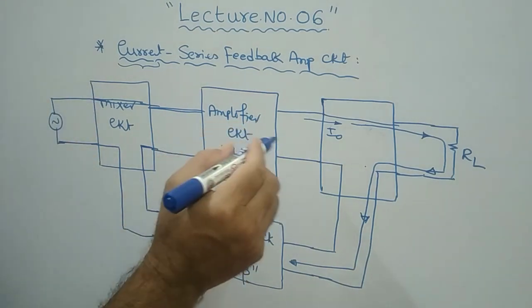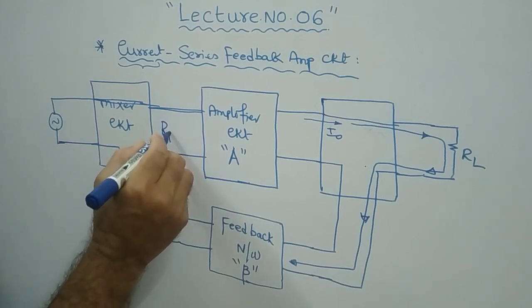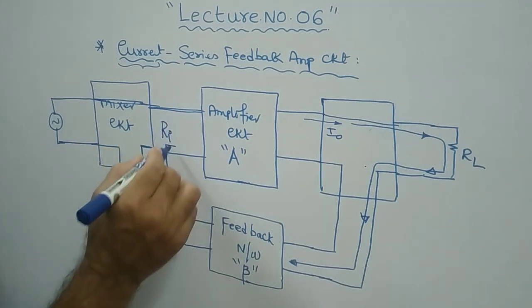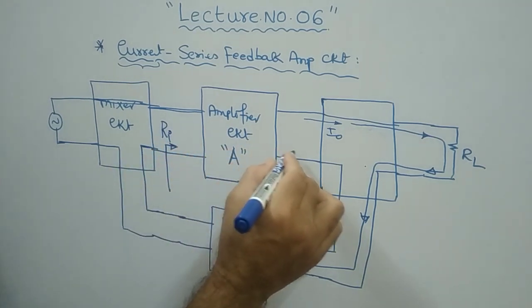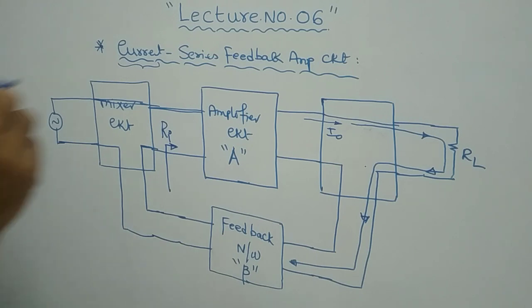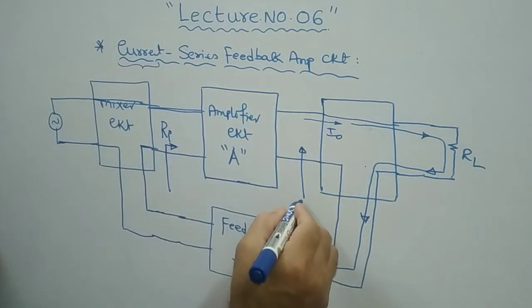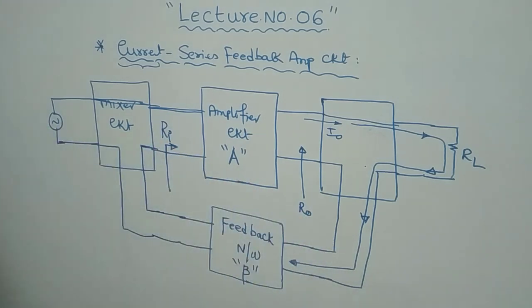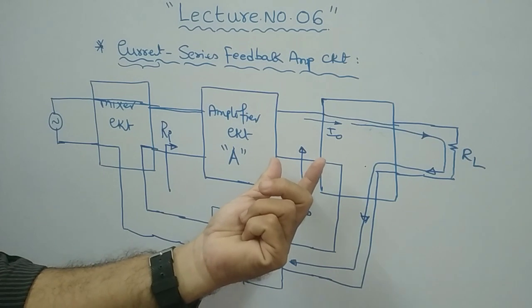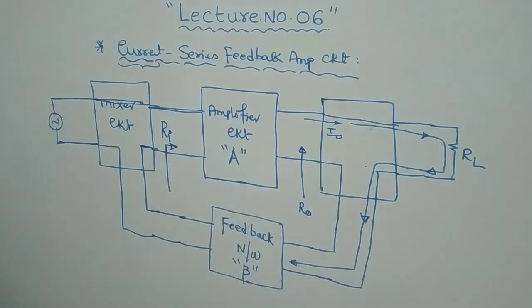Now what happens to the input impedance Ri? What happens to the output impedance because of this sampler? What happens to the output impedance here, R naught? R naught is the output impedance, whereas Ri is the input impedance.